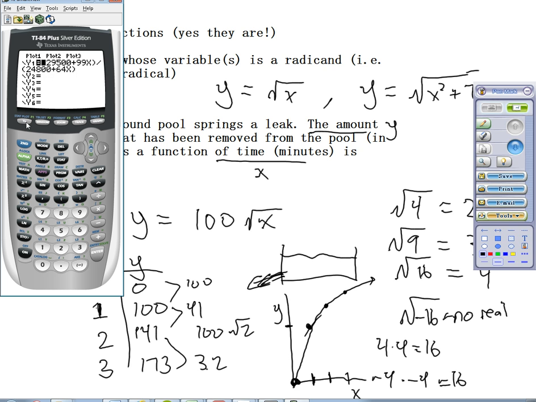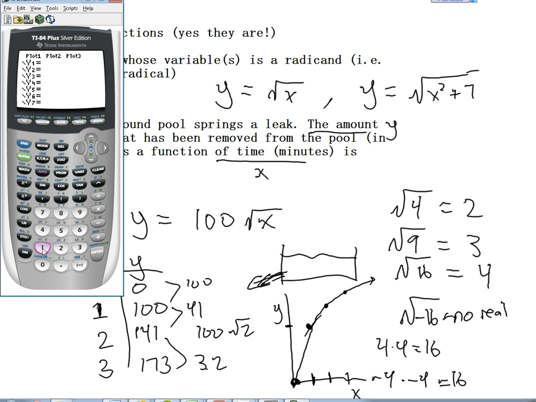We could graph this function by putting into our calculator 100 times the square root of x. And for now, we're just going to do zoom standard, just so that we can see it. And oh, I guess we need to go a little bit higher because we go all the way up to 100.